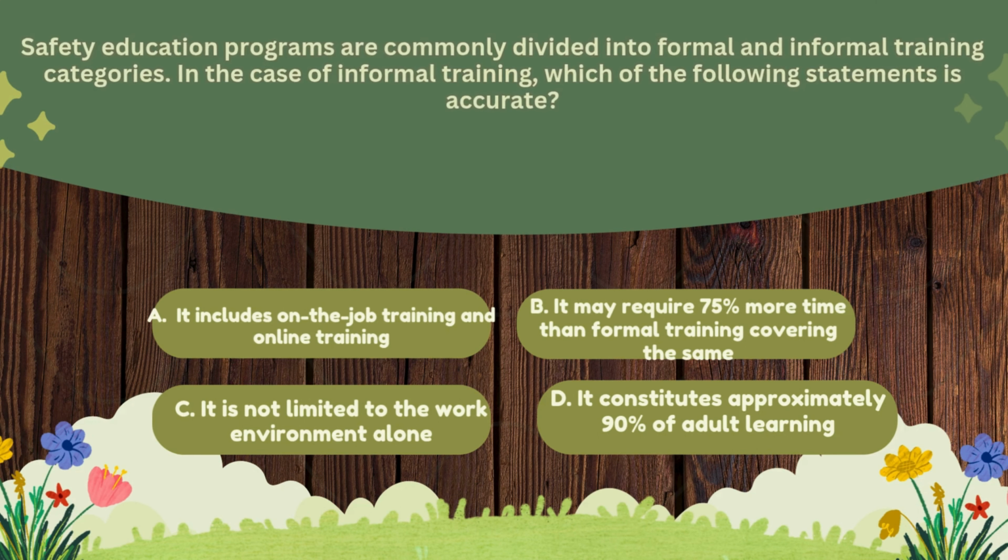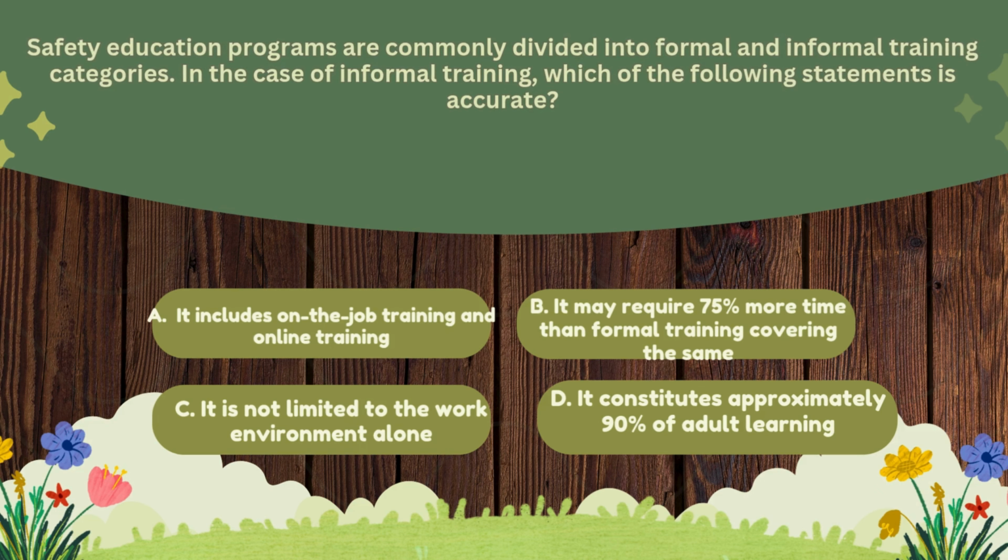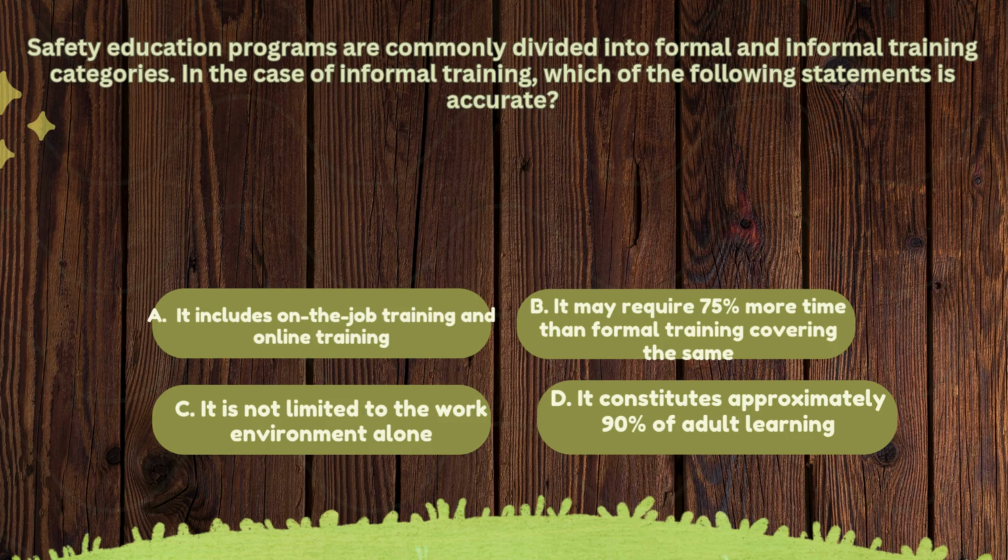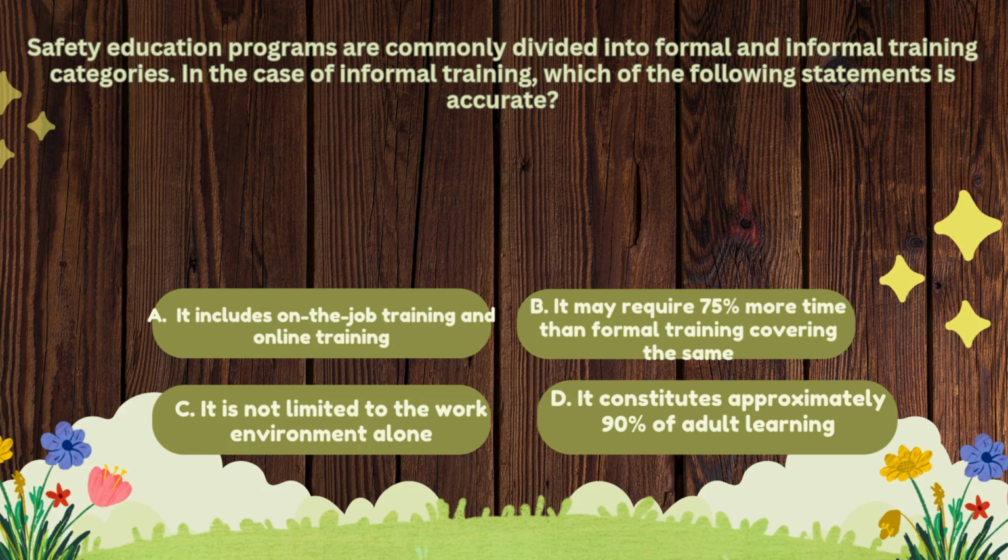Safety education programs are commonly divided into formal and informal training categories. In the case of informal training, which of the following statements is accurate? Option A. It includes on-the-job training and online training. Option B. It may require 75% more time than formal training covering the same material. Option C. It is not limited to the work environment alone. Option D. It constitutes approximately 90% of adult learning.